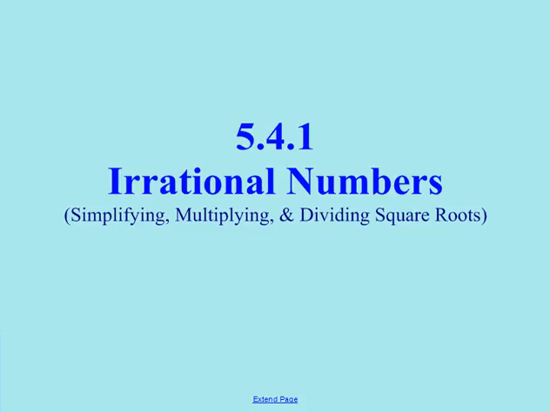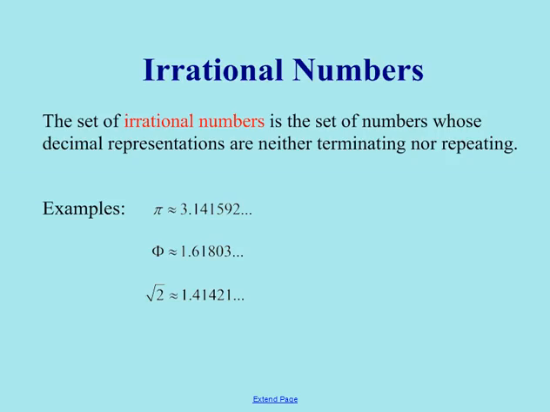This is section 5.4.1 on irrational numbers, simplifying, multiplying, and dividing square roots. First, we're going to define irrational numbers. The set of irrational numbers is the set of numbers whose decimal representations are neither terminating nor repeating.